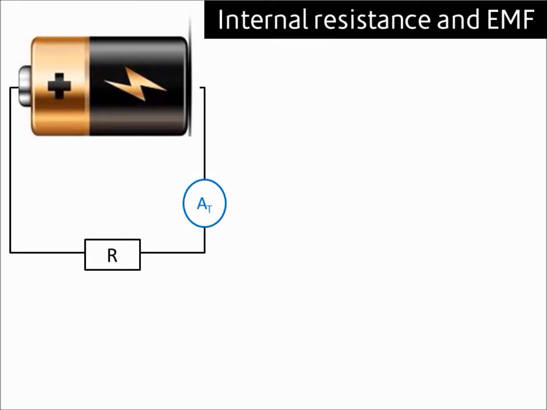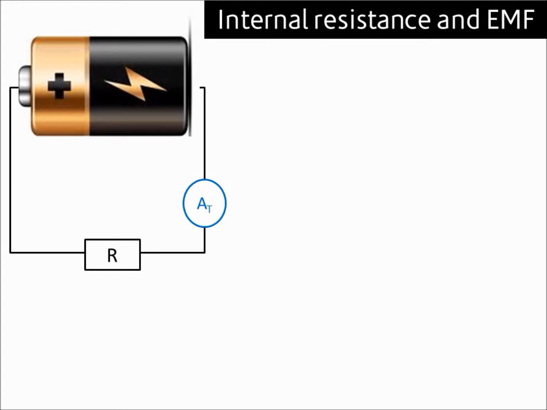Okay, finding internal resistance and EMF of a cell. Now, if we start with a simple circuit like the one shown here, it's got a battery, a single resistor, and an ammeter connected all in series. It appears that there's only one resistor, whereas actually we now know there are not a single resistor. There's also a resistance inside that cell itself, inside that battery itself.